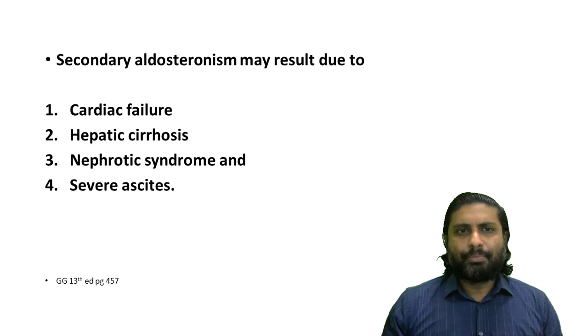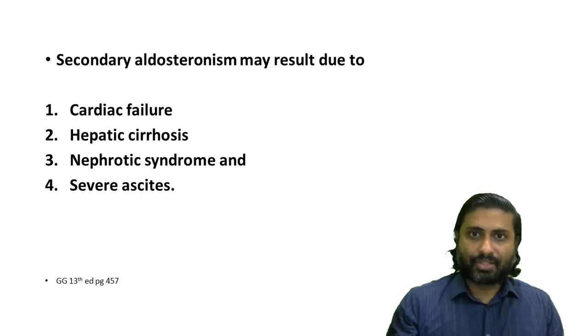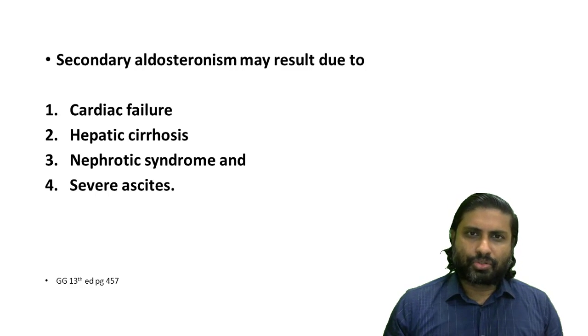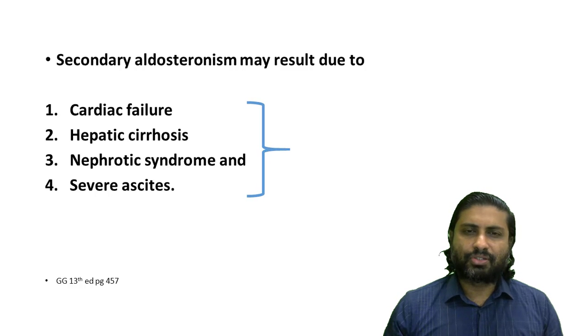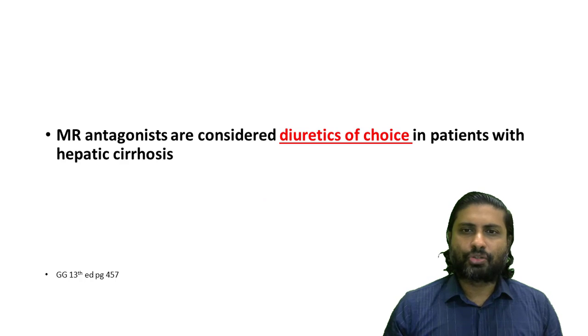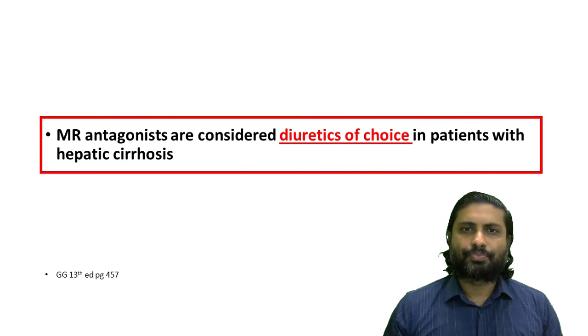Now regarding edema, secondary hyperaldosteronism may result due to conditions such as cardiac failure, cirrhosis, nephrotic syndrome, ascites, and so on. So all these conditions are associated with edema. Now the administration of spironolactone would be very useful for the control of edema due to these causes. In fact, spironolactone is considered the diuretic of choice in patients with hepatic cirrhosis.